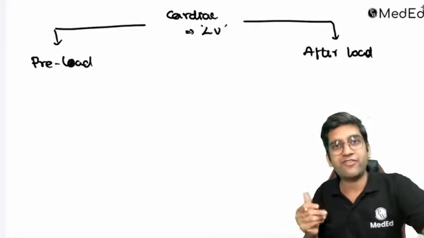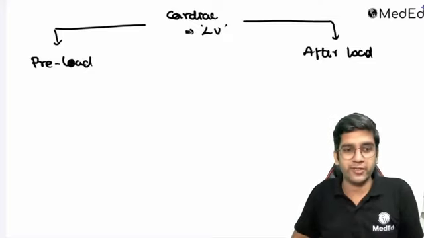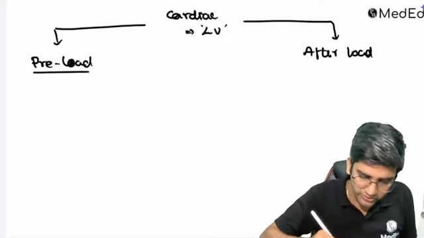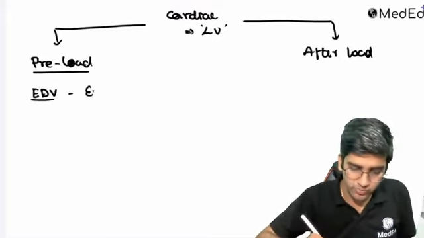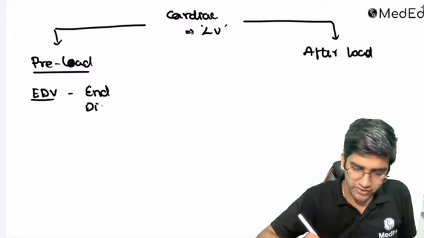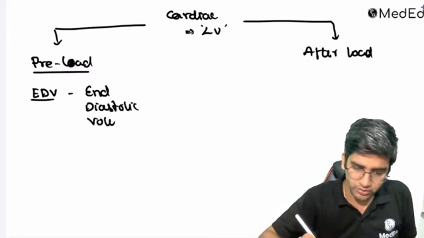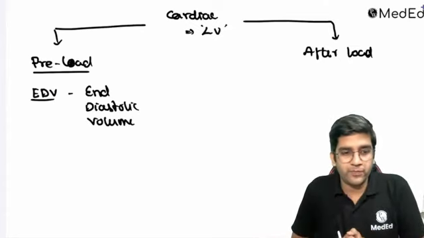What is the preload for the left ventricle? Because for the left ventricle, venous return doesn't come in directly, right? For the left ventricle, my preload is end diastolic volume. I'm using this abbreviation, and you must have learned it also. It's end diastolic volume, right? The end diastolic volume of the left ventricle is the preload for the left ventricle.